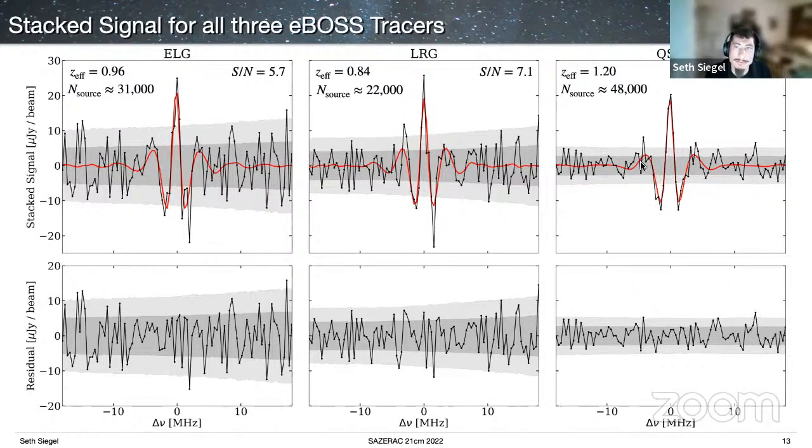We find that the ELGs and LRGs are centered on 0 megahertz offset, but the quasars are shifted by 0.1 megahertz, and that's measured at roughly 3 sigma. One possible explanation is an overall bias in the quasar redshifts, and I'll return to this point later.